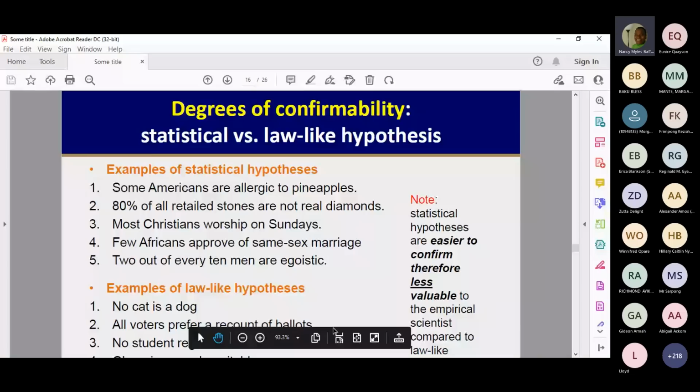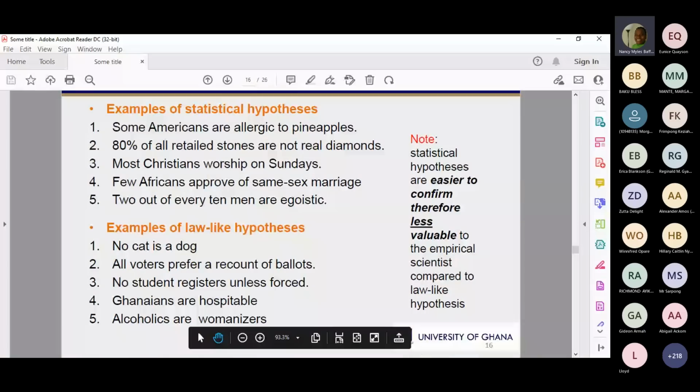Then for law-like hypotheses, we have: no cat is a dog, all voters prefer a recount of ballot, no student registers, Ghanaians are hospitable, alcoholics are womanizers, stuff like that. We learned how to open them out when we did deduction, if you recall. If I said Ghanaians are hospitable, I'm saying if X is a Ghanaian, then X is hospitable. Alcoholics are womanizers. I'm just saying if X is an alcoholic, then X will be a womanizer.